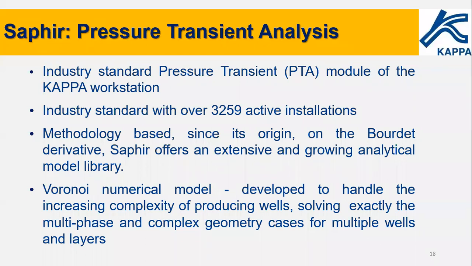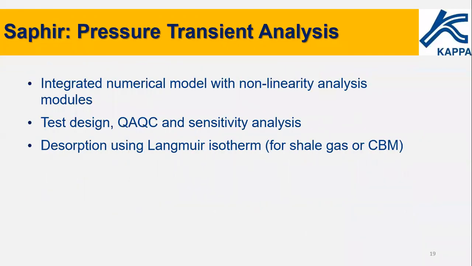Normally, if you have worked on simulation, there are two types of grids, Cartesian and corner point grids. So basically in Sapphire, not only in Sapphire but in KAPPA, we automatically use Voronoi grids so that we take into consideration multiphase and complex geometries, like when you have a fault with throw or dip in your reservoir. So you can include the effect of that. We have an integrated numerical model with non-linearity analysis. Again, this was missing earlier.